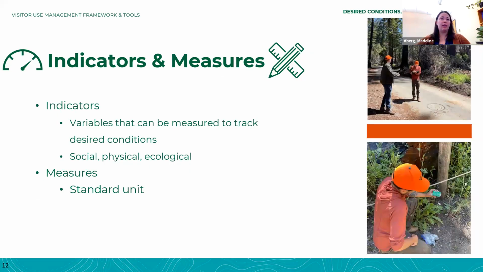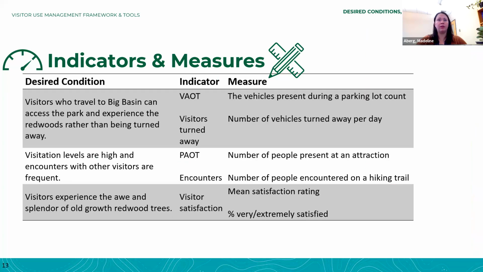The next step is to think about indicators and measures. Indicators are the variables that we can measure to track desired conditions. They can be social, physical, or ecological. And then the measures are the standard unit that we're using to measure those indicators. So here we have those same 3 desired condition examples from before. And now we've added in columns for their corresponding indicators and measures.